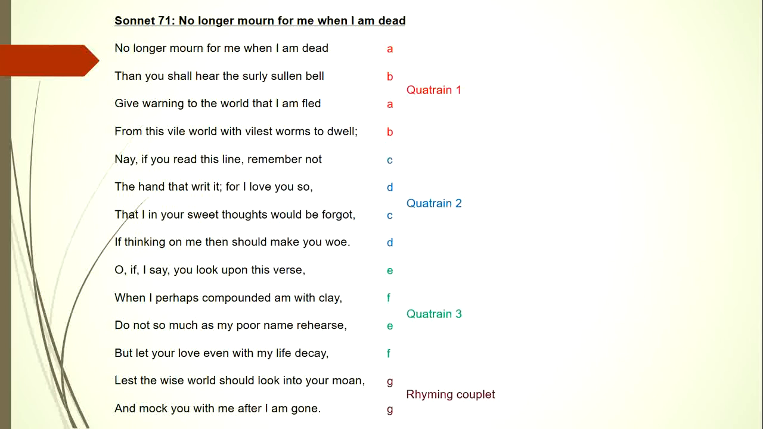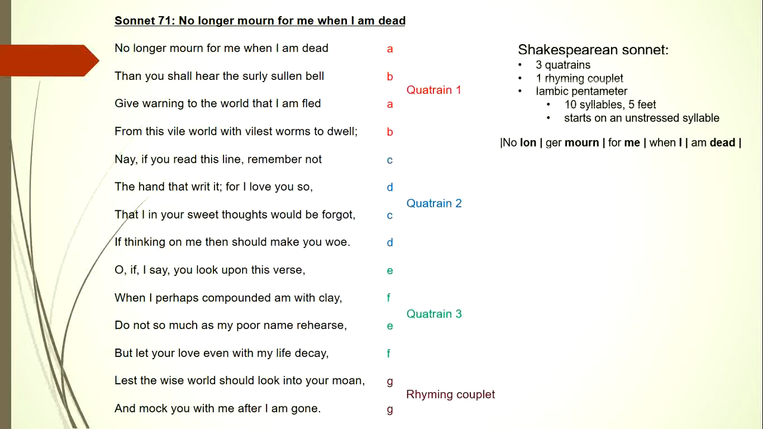Now if we look at the 3 quatrains of the poem, the first quatrain refers to the fact that the speaker's lover should not mourn for him longer than it takes a funeral bell to toll. The second quatrain talks about the fact that the speaker's lover should not think about him while reading his poetry if it makes him sad. Then the third quatrain talks about the fact that the speaker's lover should let his love decay or pass away in the same way that a body would decompose. And then our rhyming couplet kind of sums us all up and says that he must do all of these in case the world mocks him after the poet or the speaker is gone.